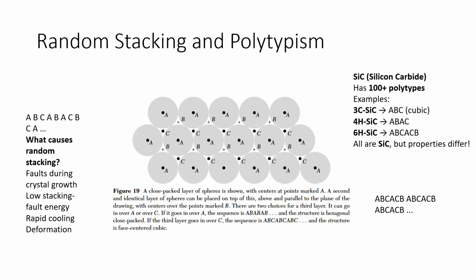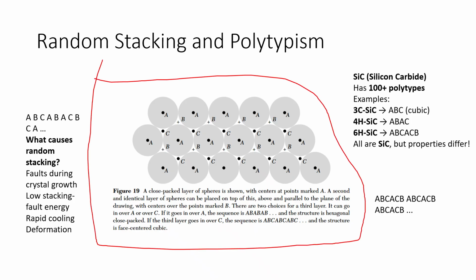Random stacking and polytypism. I have explained this figure in a previous slide, but I will tell you again. Spheres are nothing but atoms. There is only one way of arranging the bottommost layer, which is A. Then you fill in the gaps with other spheres, which is B, and then you have a choice whether to go with C or continue with A. Depending upon this choice, you get FCC or HCP. So this is the basic gist of this diagram.